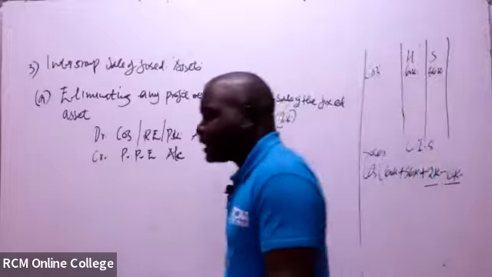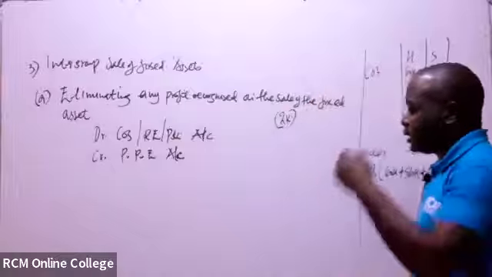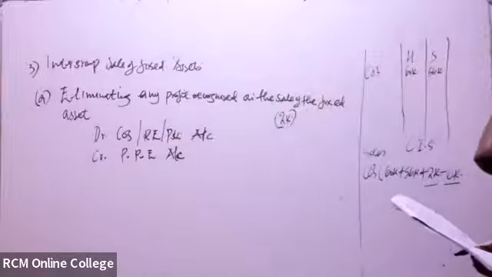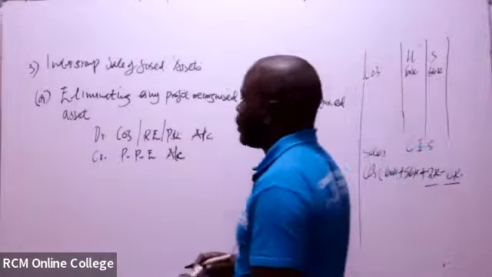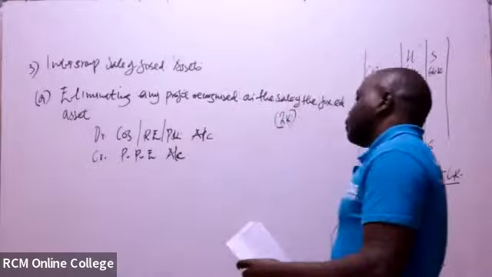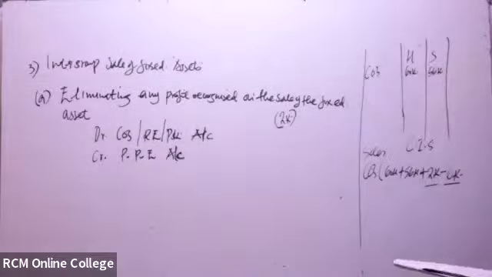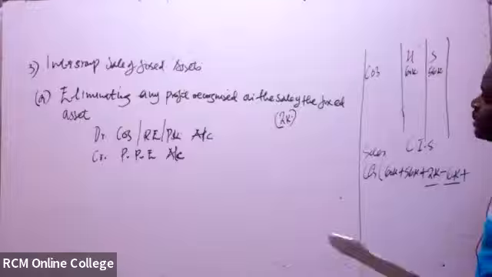Maybe unrealized profit on what? On the closing stock, which in this case you'll end up having to debit the cost of sale, and of course credit the closing stock. So that one means in this case, you'll also end up having to add. So it just depends on the adjustment.